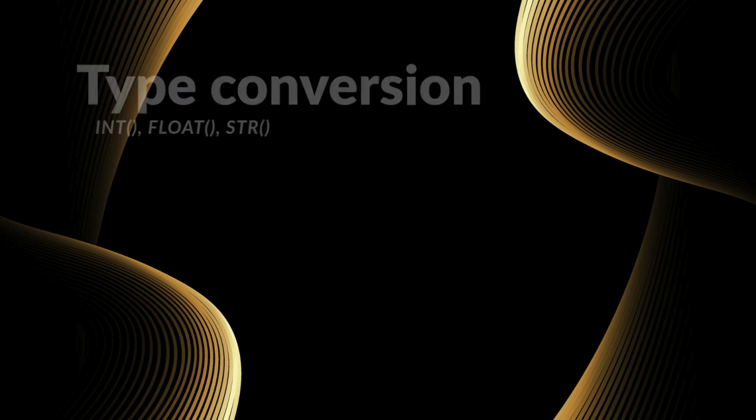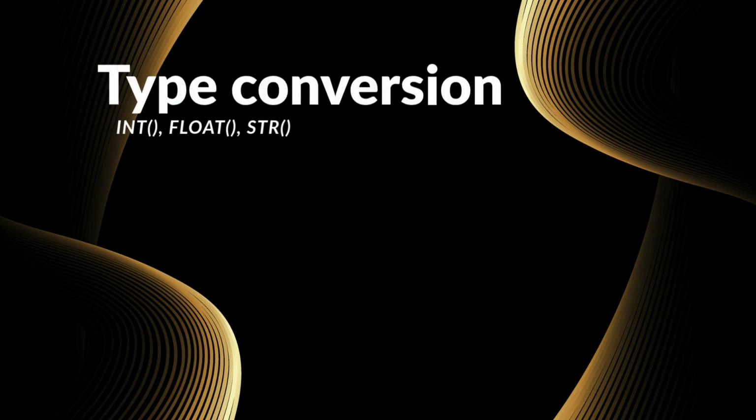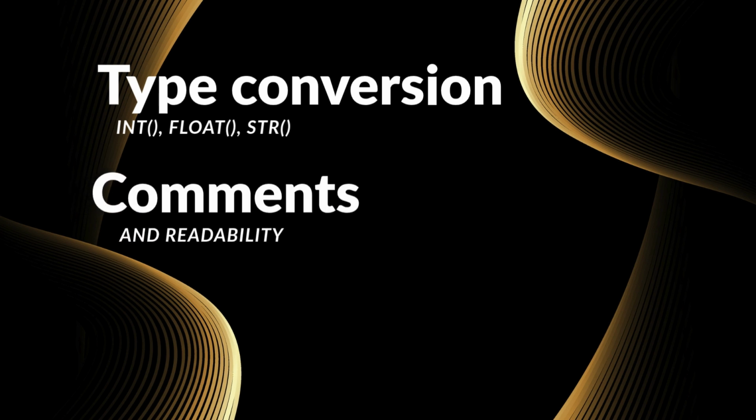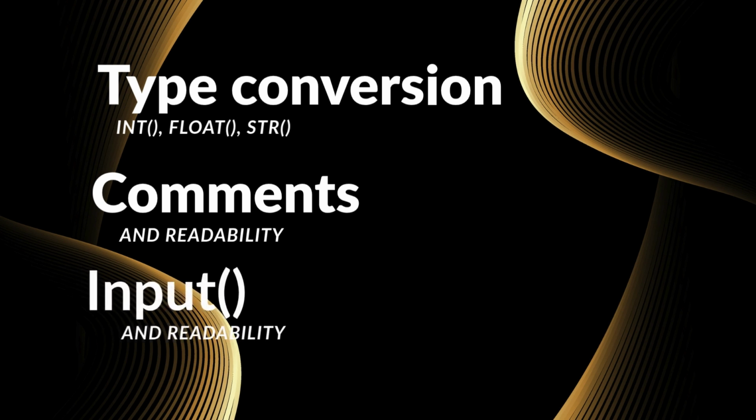All right, let's wrap it up. Today we covered 3 big things: type conversion, int, float, and str. You now know how to change data from one type to another and why that matters. Comments and readability. You know how to write comments with the hashtag symbol, and you know why clean, readable code is something worth caring about from day one. And the input function. Your programs can now actually talk to the user. Just don't forget to convert the input when you need numbers.